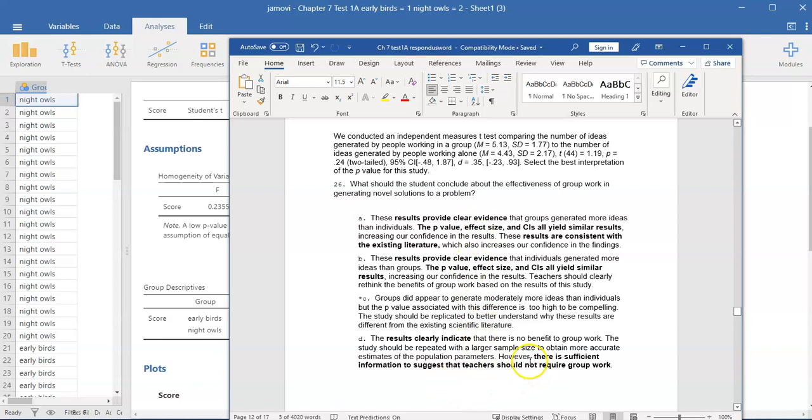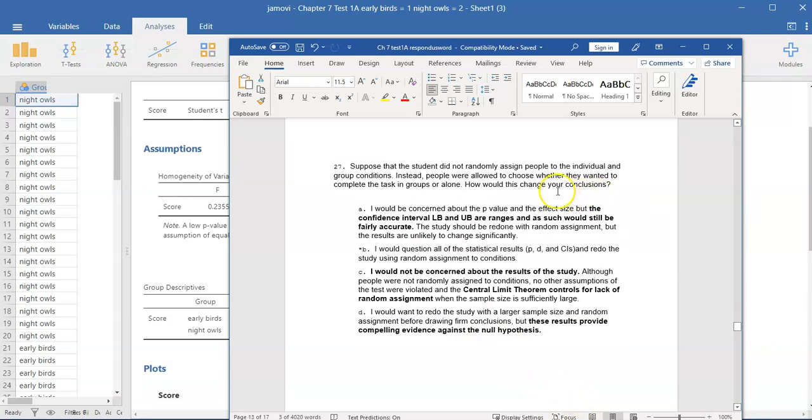And D, again, the results are not clear. And also, it's saying that there is sufficient evidence to suggest that teachers should not require group work. Even though we didn't reject the null, this pattern of data suggests that, again, with a D like this, maybe we should do this again with a larger sample size. So I don't think it's a good conclusion to say that, oh yeah, there's this definitive evidence that group work doesn't work. More research should be done here.